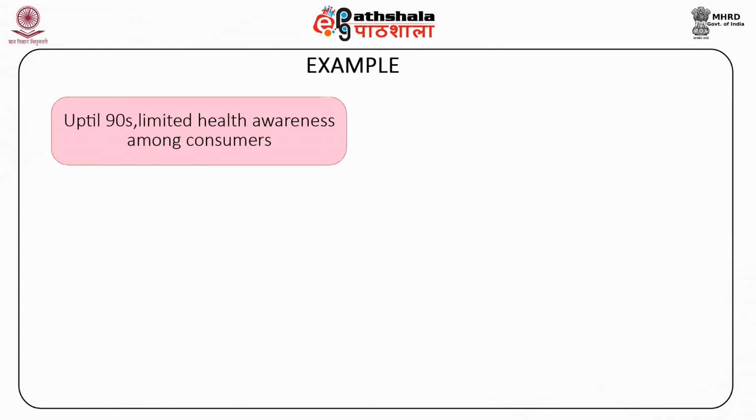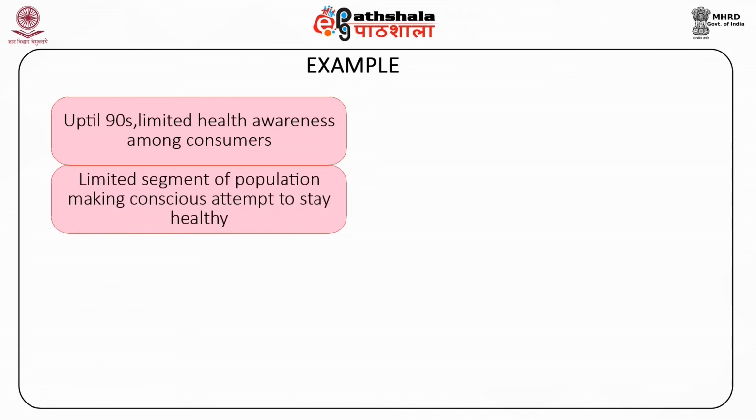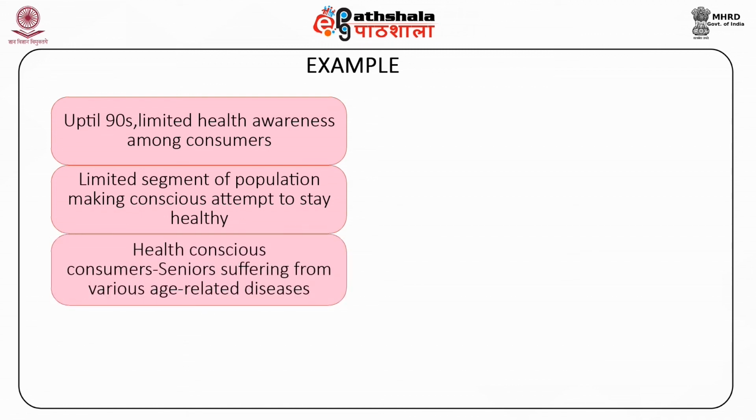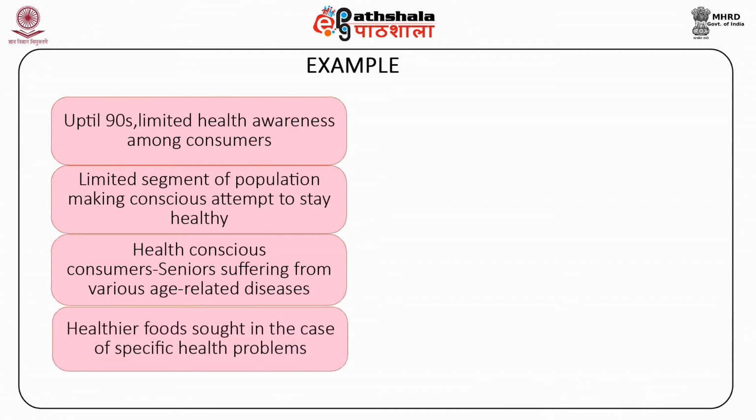Until the late 1990s, health awareness among Indian consumers was limited, as was the segment of consumers who made a conscious attempt to stay healthy. Most health-conscious consumers were seniors who suffered from various age-related diseases, heart diseases, and/or diabetes. Also, healthier foods were generally sought only in case of specific health problems. As a result, food and beverage manufacturers in India mostly kept health foods with medicinal positioning exclusive from their normal product offerings.